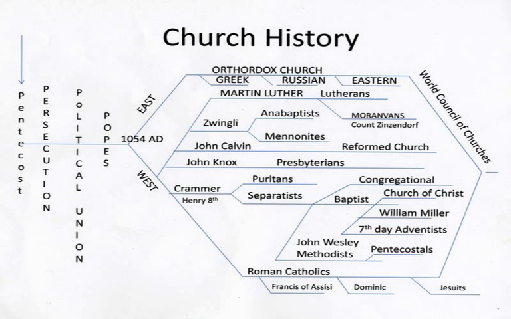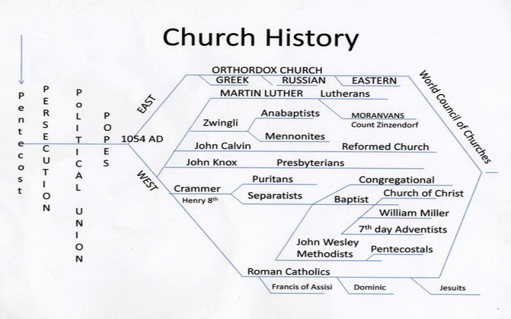Some other great leaders of the Protestant Reformation was Zwingli. From Zwingli came the Anabaptist movement, and also the Mennonites. Another great leader, John Calvin, founded the Reformed Church. Then we have another great leader, John Knox in Scotland, founding the Presbyterian Church.